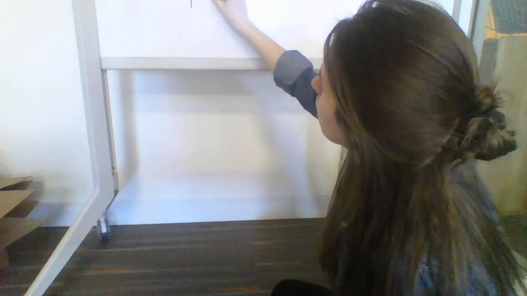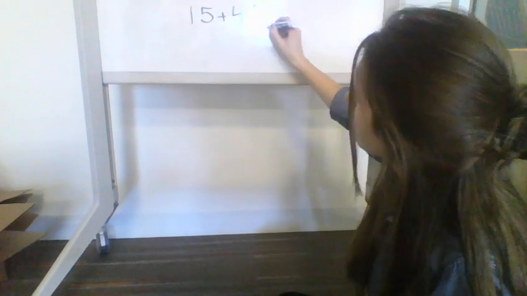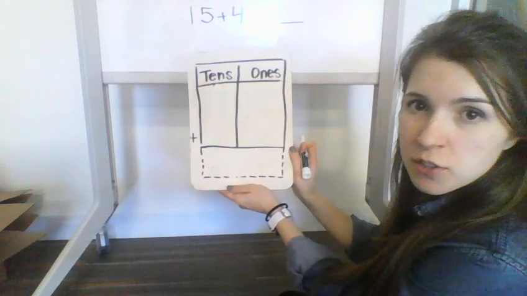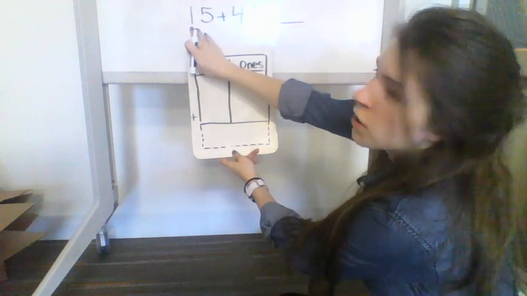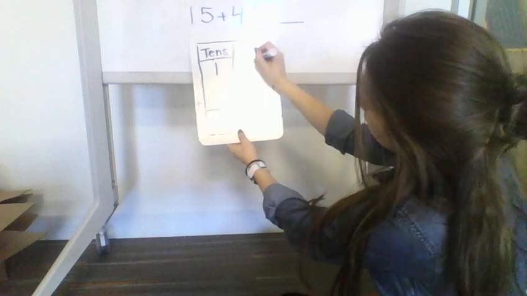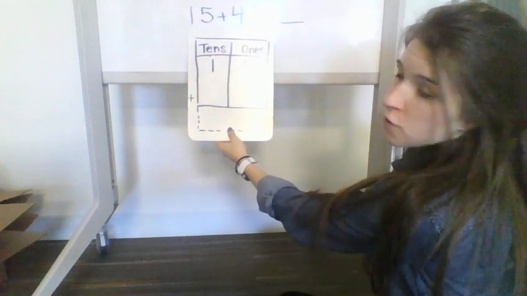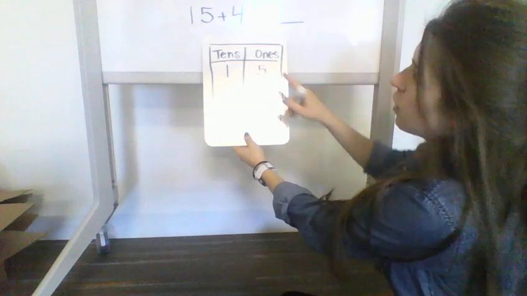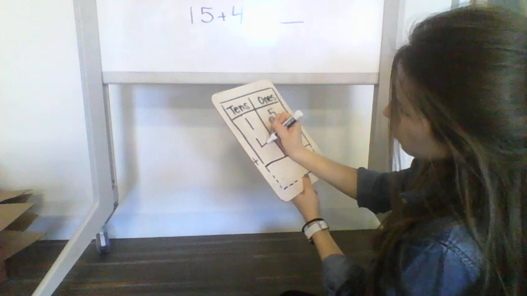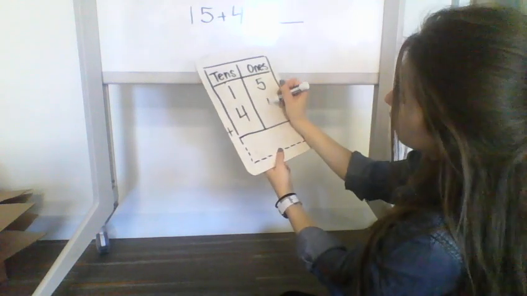What if I'm doing the problem 15 plus 41? And I need to solve this. So again, I'm going to use our chart. So 15 has one group of 10 and 5 ones. So one group of 10 and 5 ones. So 15 plus 41. 41 has 4 groups of 10 and 1 one. So 4 groups of 10 and 1 one.